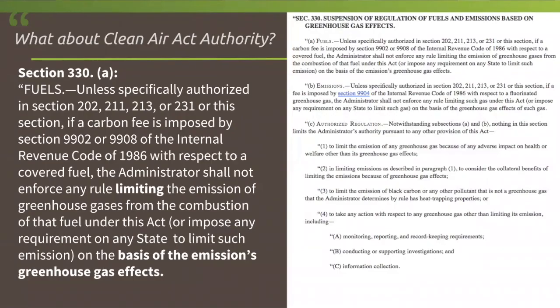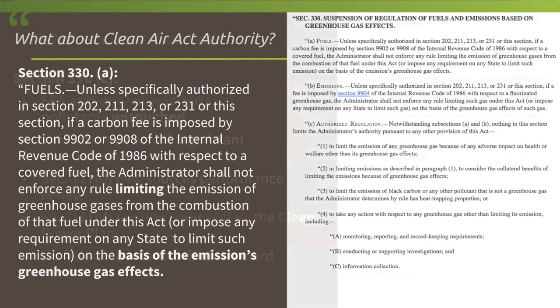Section 8, and here's the stuff that does get paused. And here's the language that does this. It's Section 303A of the Energy Act, and I've highlighted a couple of words here. One of the words I've highlighted is "limiting." So it's got to be a rule of the administrative agency that limits the emissions of greenhouse gases from the combustion of that fuel. And then some other language I've highlighted at the very end is "on the basis of the emissions greenhouse gas effects." And then another part of this is a conditional, which is if the carbon fee is imposed by Section 9902 or 9908, then the regulatory pause happens. So the pause is conditional. It is limited. It is targeted to those regulations which limit or could limit emissions, but it's also confined to the greenhouse gas effect of the emission.